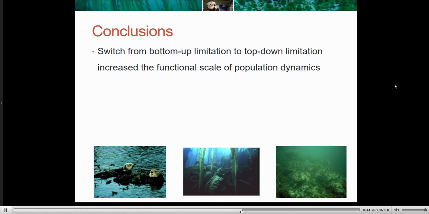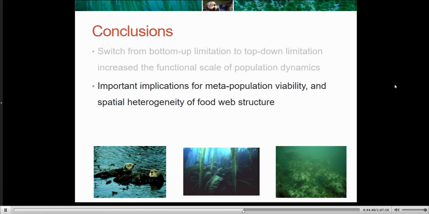To a pattern of top-down limitation, and that shift from bottom-up to top-down limitation changed the functional scale of population dynamics and population regulation from one dictated by their prey resources, which varied very locally, to one dictated by their predators, the killer whales, which varied over this large geographic scale. And of course, that shift in the scale of population regulation has very important implications for the viability of sea otter populations going forward, which are now at incredibly low abundances and are now once again scattered in little pockets across the Aleutians, probably much like they were after the fur trade.